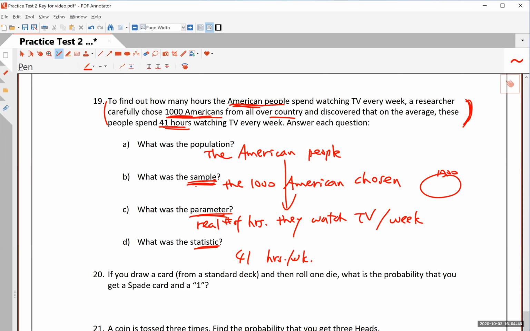All right, so I hope it makes sense. Make sure you know these terms and the difference between, for instance, the population and the sample, and then the parameter and the statistic.